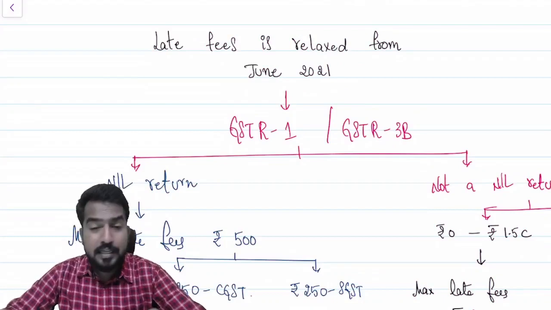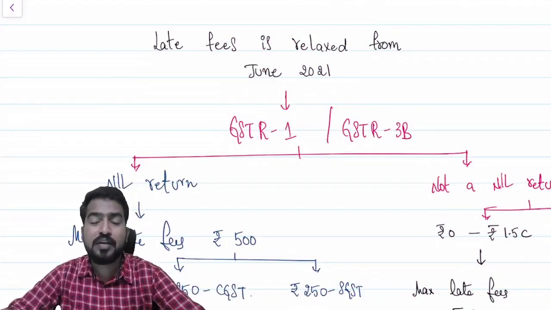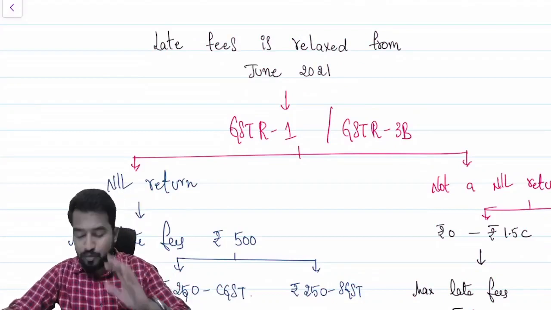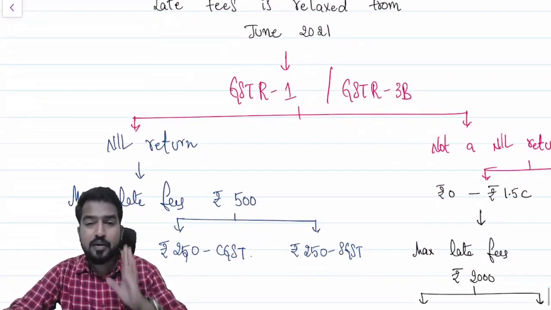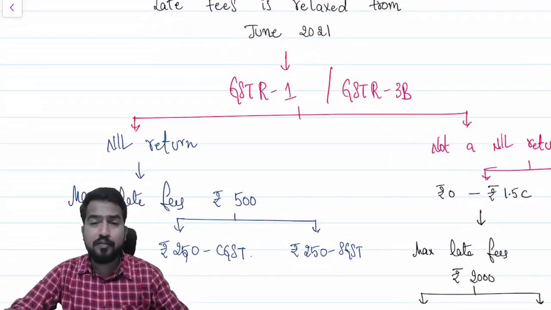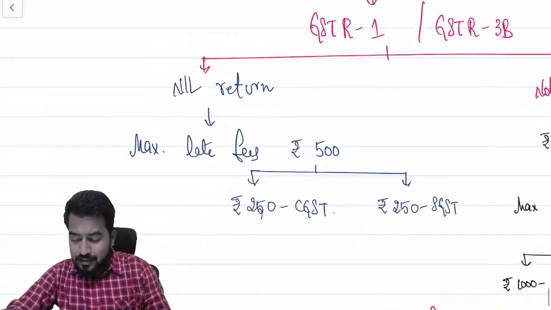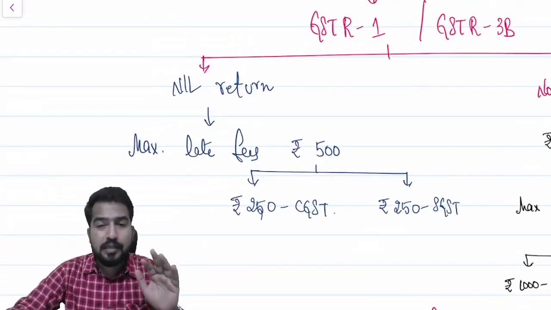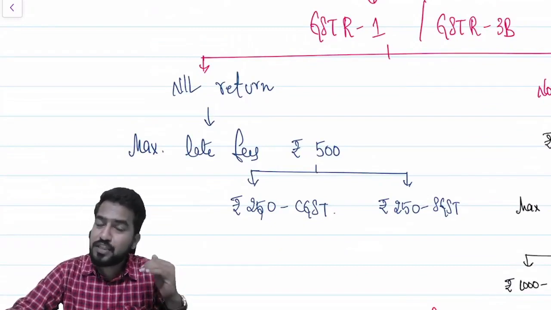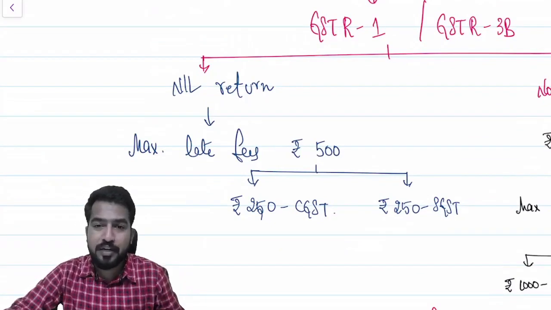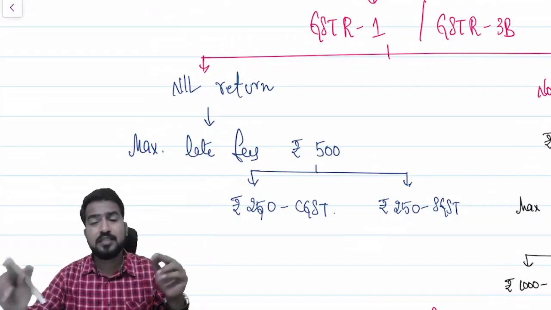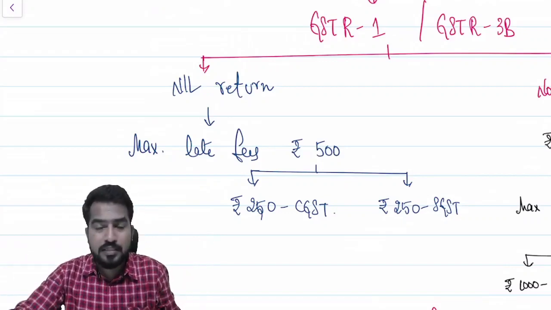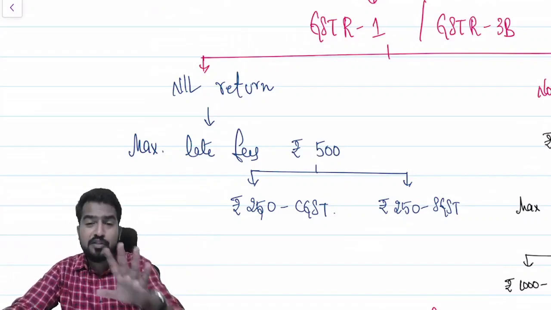So, my dear friends, the late fees is relaxed actually for GSTR 1 and 3B. Please understand, if there is a delay in filing GSTR 1 or 3B, and it is a nil return, then the maximum late fees shall be only 500 rupees, my dear friends. That is 250 rupees under CGST and 250 rupees under SGST. Clear?